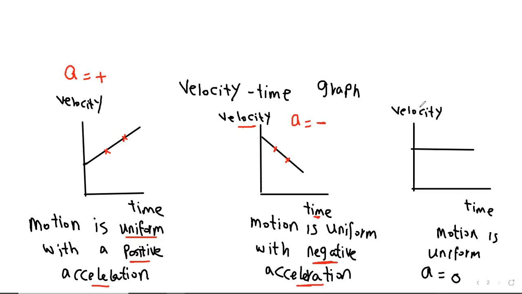And in the third graph, the relation here is between velocity and time. As you see here, if we find the slope of this straight line, because this line is parallel to the x-axis, the slope, the change in velocity over the change in time, which refers to acceleration, is 0. So the motion is uniform and the acceleration is equal to 0.